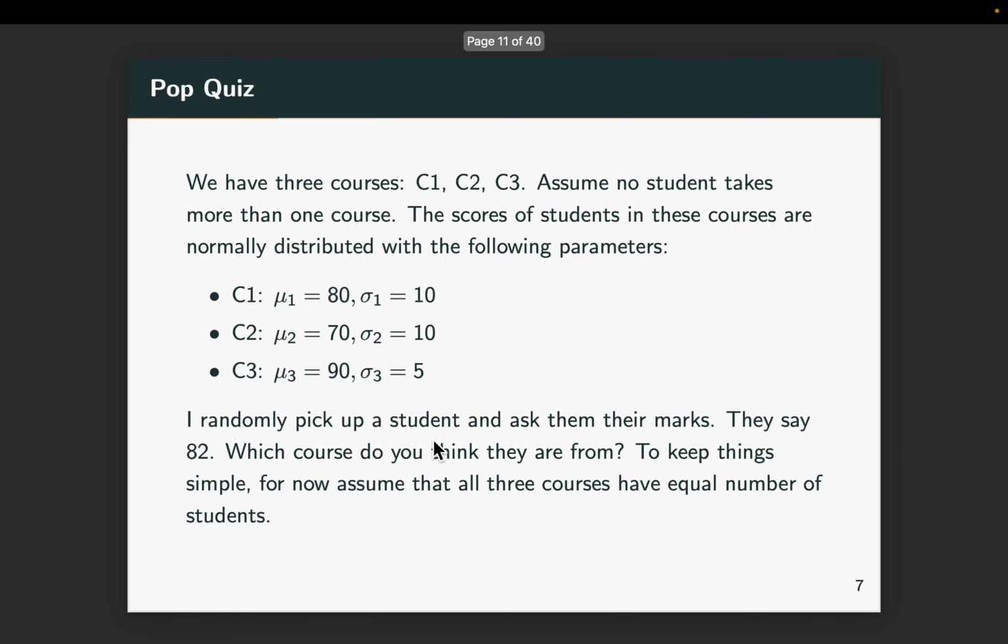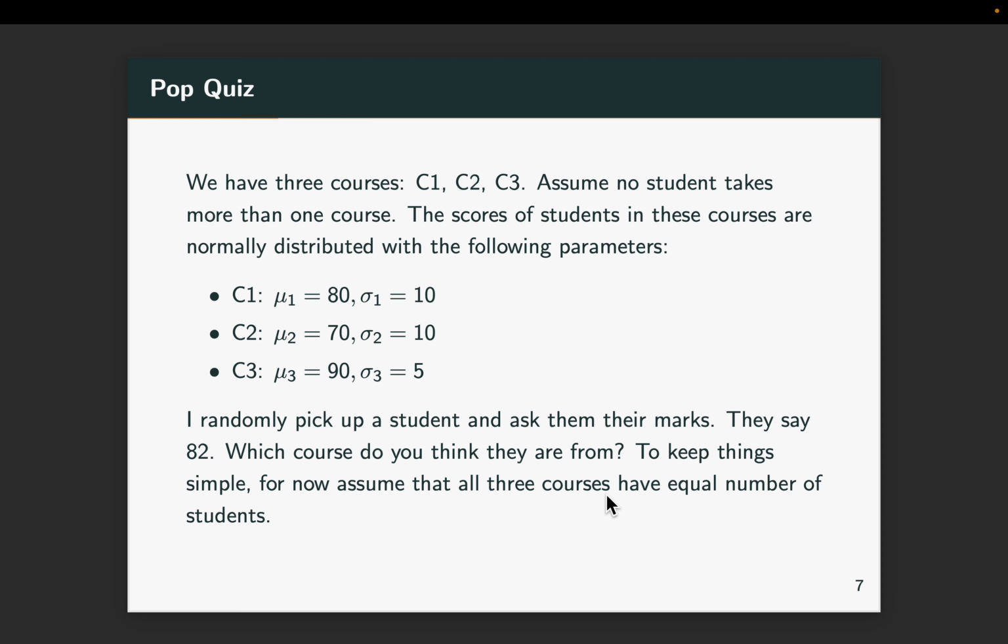So if we ask this question, I randomly pick up a student from one of these courses. I'm not telling you which course, but they tell me that they got 82 marks. And for keeping things simple, we assume that all 3 courses have an equal number of students. So I'm removing some of the Bayesian computation that you will have to do. So which course is this student from? So I've asked a different question than what is on the slide. Which course is this student from?